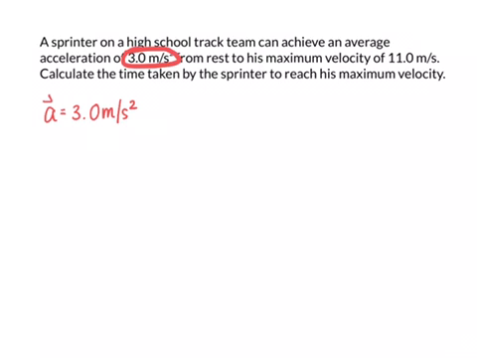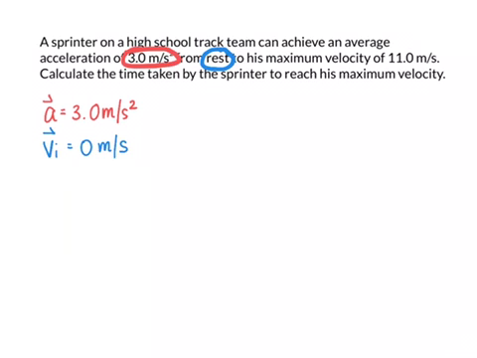We have an initial velocity, it says rest. So if we're resting, we're not moving. So that means that our initial velocity is 0 meters per second. Anytime you see the words rest or stopped, it means that that's our initial velocity.